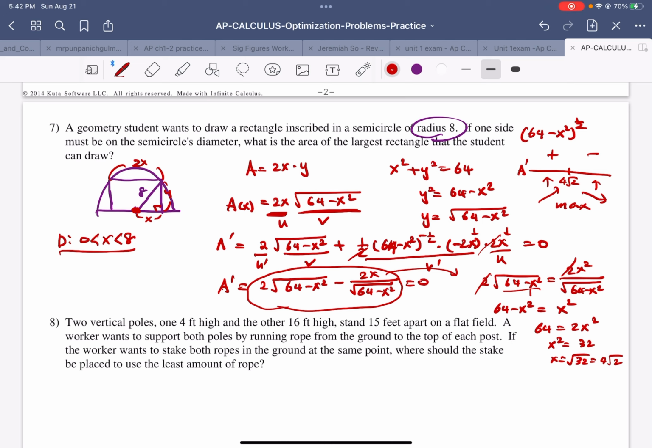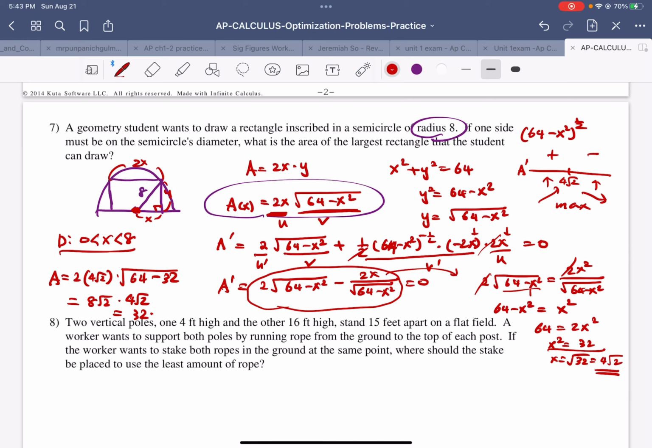And now, what is the area actually? Then you can plug it in. A equals 2 times 4 root 2 times the square root. I'm using this equation right here. I'm plugging in this x value, the one I found, and 64 minus x squared was 32 anyway, so 32. So 8 root 2 times root 32, right? Root 32 is 4 root 2.